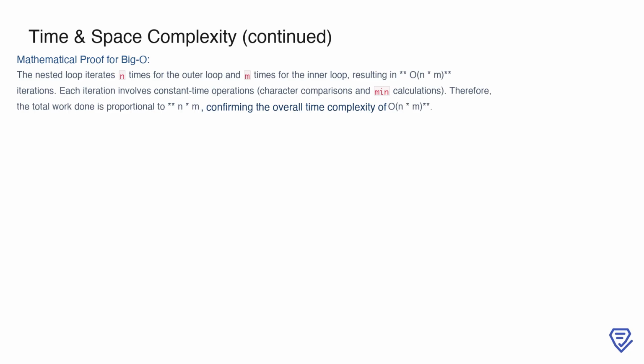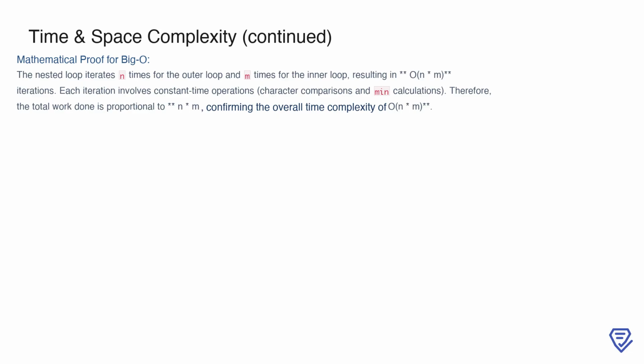The outer loop runs n times, and for each iteration of the outer loop, the inner loop runs m times. This results in a total of n * m iterations. Within each iteration, constant time operations such as comparing characters and calculating the minimum are performed. Since the work done in each iteration is constant, the total amount of work is directly proportional to n * m.